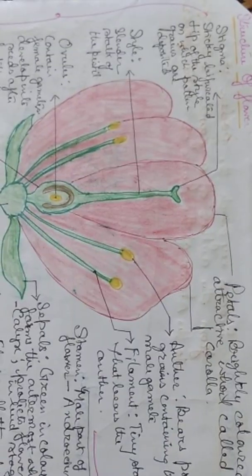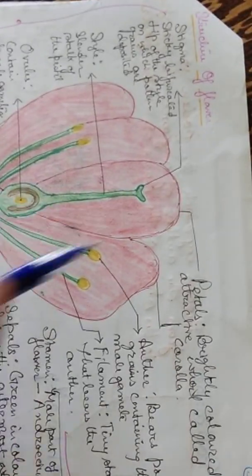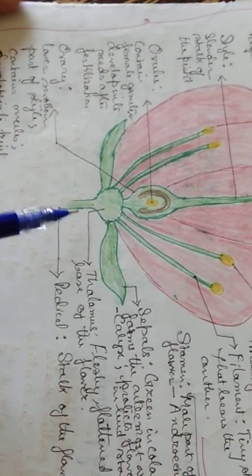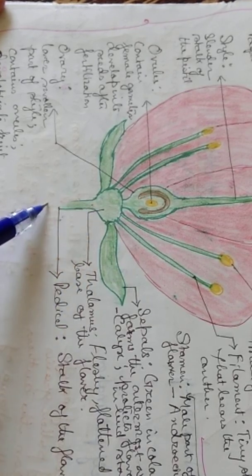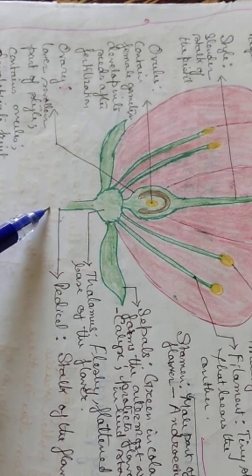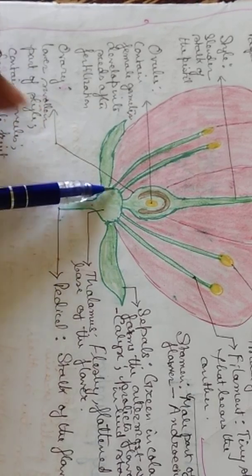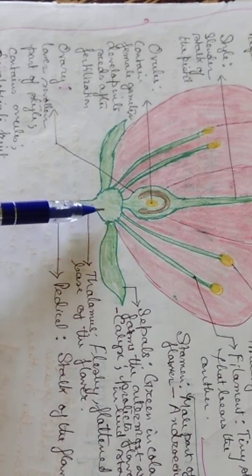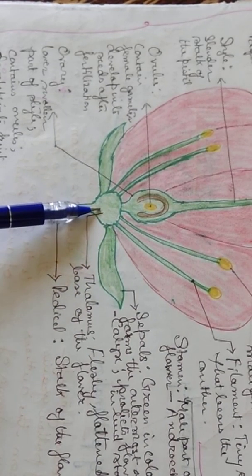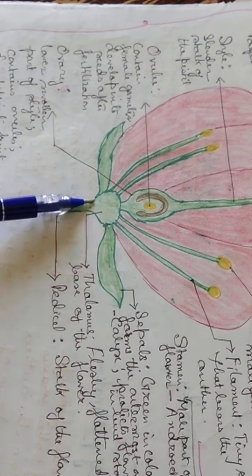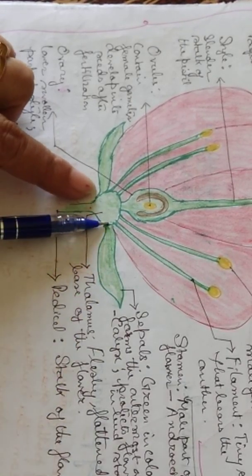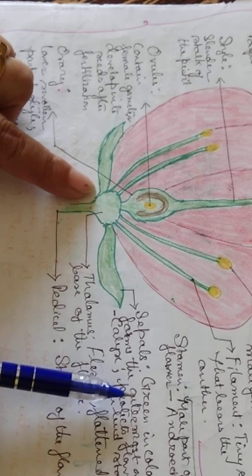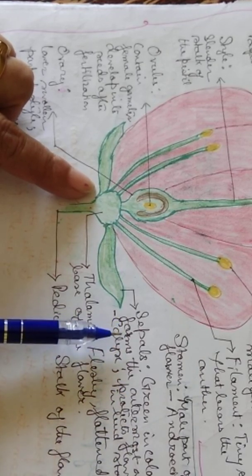Next is the structure of the flower. See, this is the sepal. This is the pedicel, the stalk with which the flower is attached to the rest of the plant. And this is the flattened receptacle, where all the four floral whorls are arranged. This fleshy, flattened base of the flower is known as the thalamus, to which the first outer floral whorl, the sepals, is attached, collectively known as the calyx.